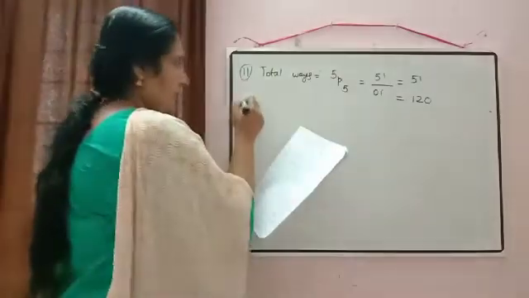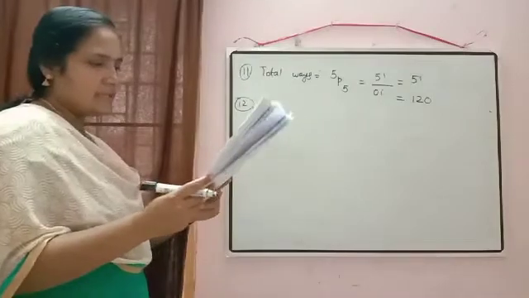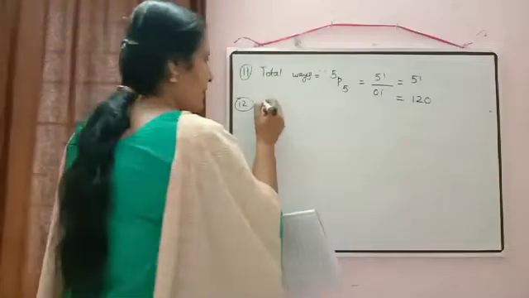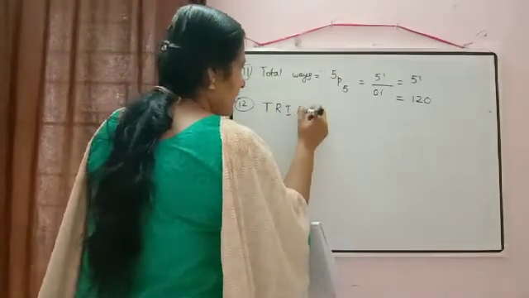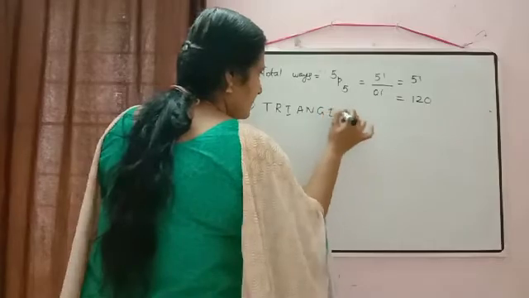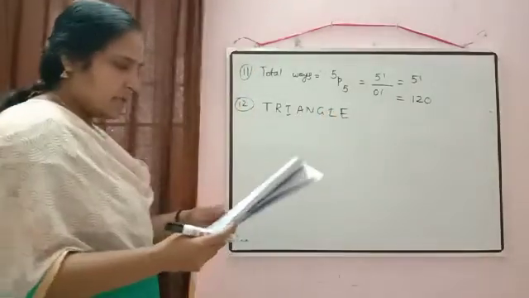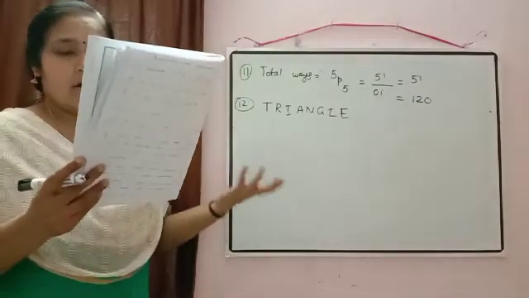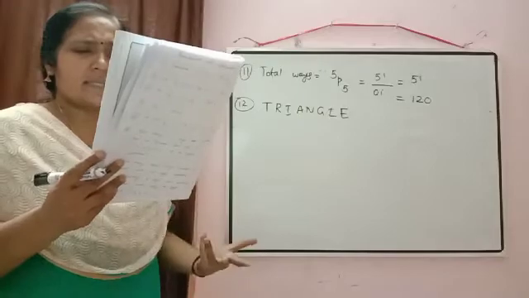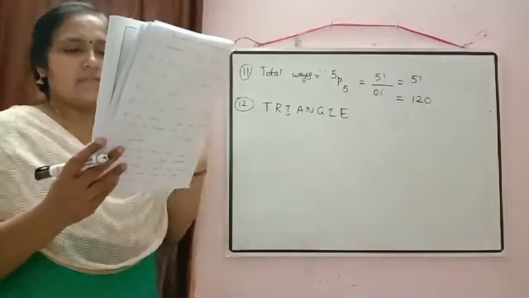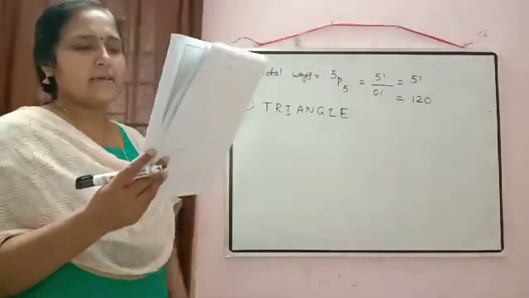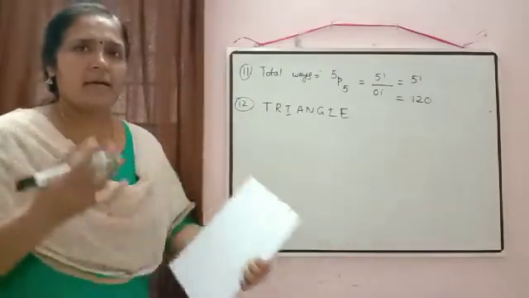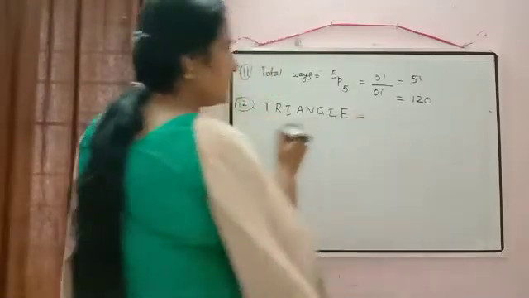Next one, question number 12. How many words, with or without meaning, can be formed using the letters of the word TRIANGLE? Triangle. T-R-I-A-N-G-L-E. How many words are possible? It is not written how many 4-letter words or 5-letter words. It is written how many words can be formed using the letters of the word triangle. Using the letters of the word triangle means we have to use all the letters. Correct? We have to use all the letters of the word triangle.